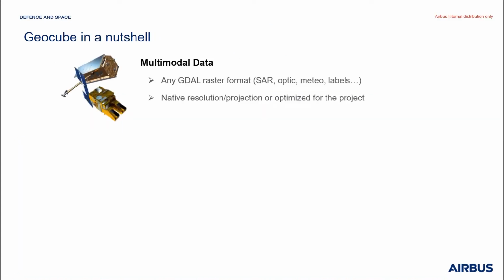In a nutshell, the Geocube is a cloud-native geospatial database designed to be easily deployed for a variety of Earth observation projects. The Geocube is sensor agnostic. It can process any raster format readable by GDAL in native resolution and projection. But it is also able to reprocess the data to be optimized for the project itself.